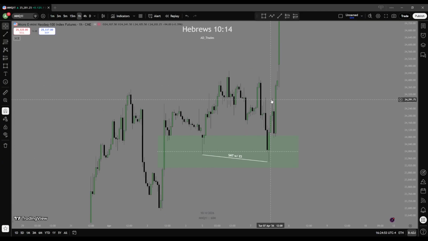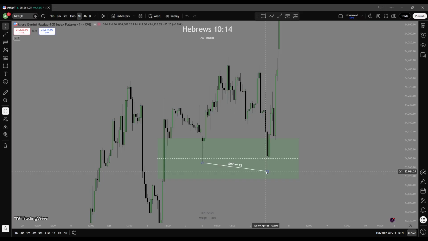ICT also talks about manipulation legs. They're very similar in concept, actually. But the idea here is basically, oh my gosh, the manipulation phase is happening right now with quarterly theory, the time of the day, and then the price action is also reflecting that because now we have SMT, which if you don't know is a manipulation. It's a sign of manipulation. It's a sign that we're done moving lower, basically.